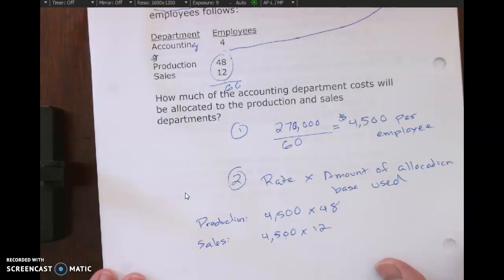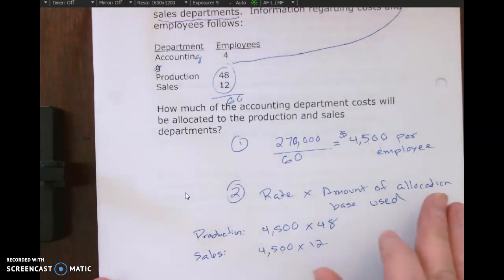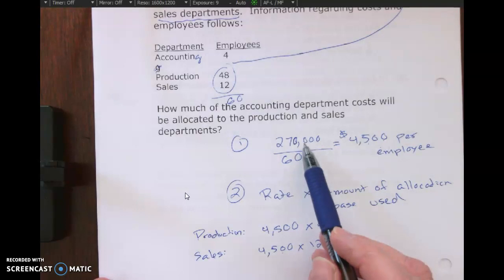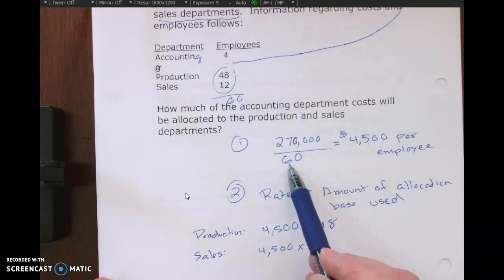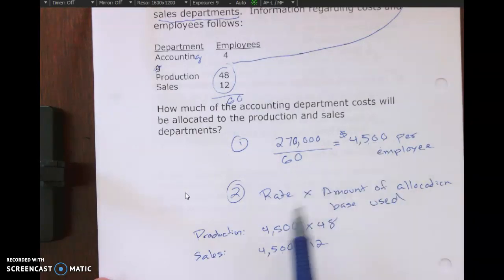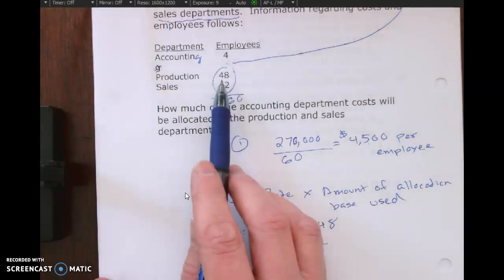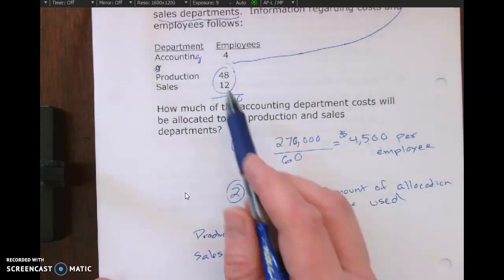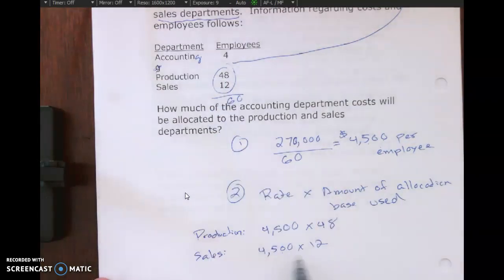So if we recap what we're doing over here, the first thing that we need to do when we have a cost allocation problem like this is calculate the rate: cost to be allocated divided by allocation base gives us the rate. The rate times the amount of allocation base used is then how much is allocated to each department. So in this case, production had 48 employees, 4,500 times 48. Sales has 12 employees, 4,500 times the 12, okay?